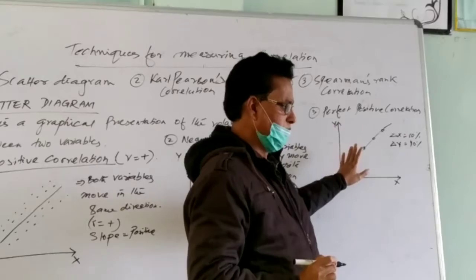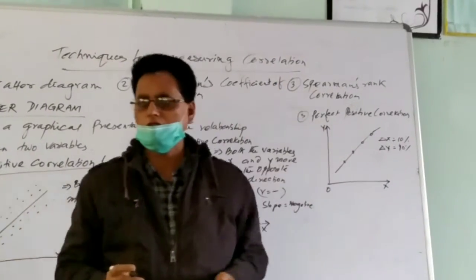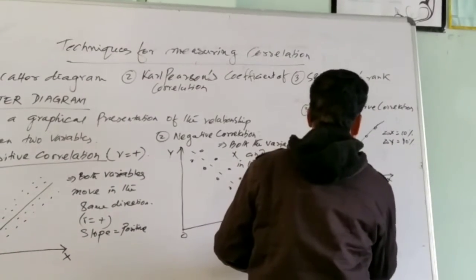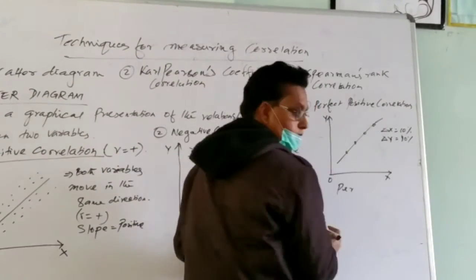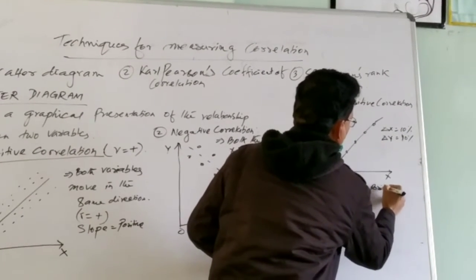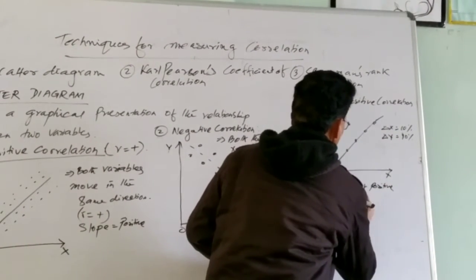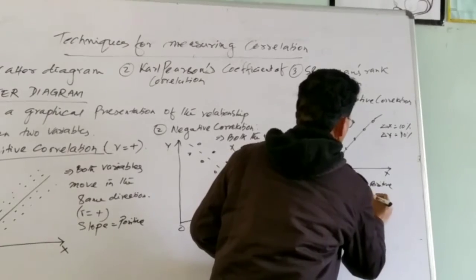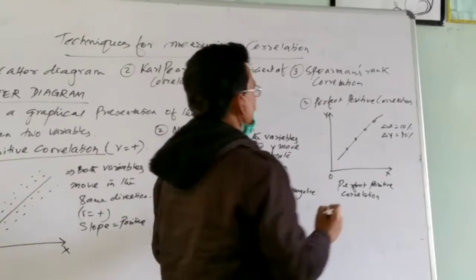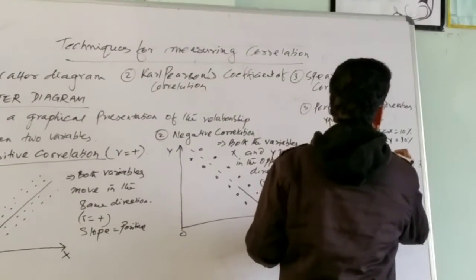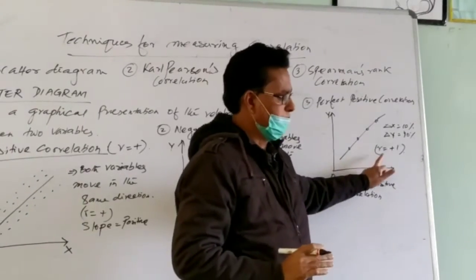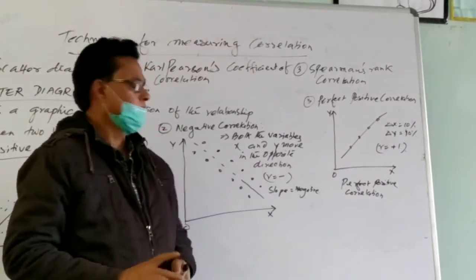The correlation at that time, you know, this is called perfect positive. Perfect positive. Have you understood perfect positive correlation? Yes, sir. In perfect positive correlation, the value of R is +1. Correlation is equal to plus one. Have you understood?